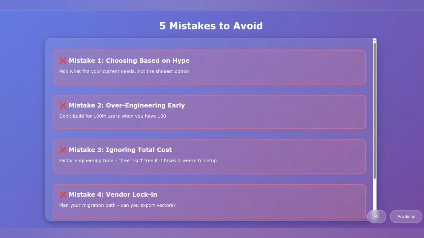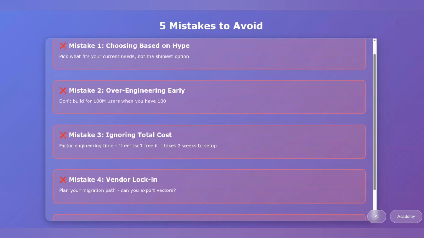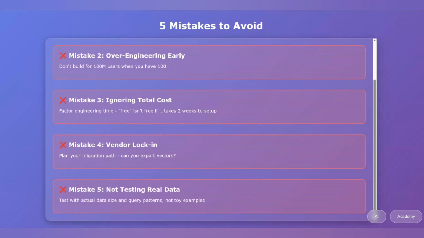Mistake 3. Ignoring total cost of ownership. Factor in engineering time, not just license costs. A free database that takes 2 weeks to set up isn't actually free. Mistake 4. Vendor lock-in without exit strategy. Plan your migration path. Can you export your vectors and metadata if needed? Mistake 5. Not testing with real data. Test with your actual data size and query patterns, not toy examples.